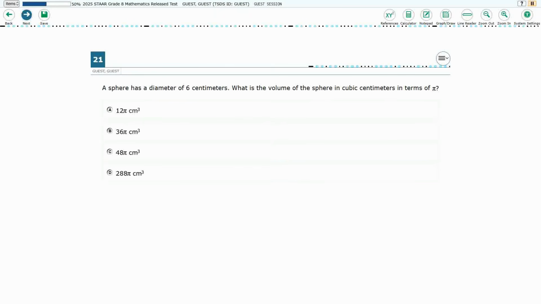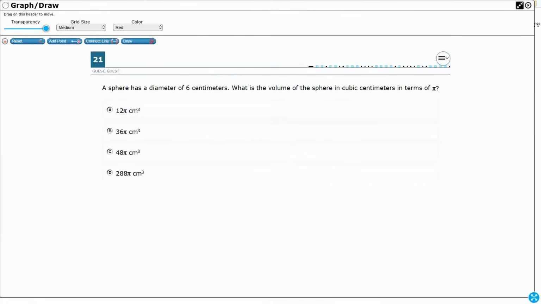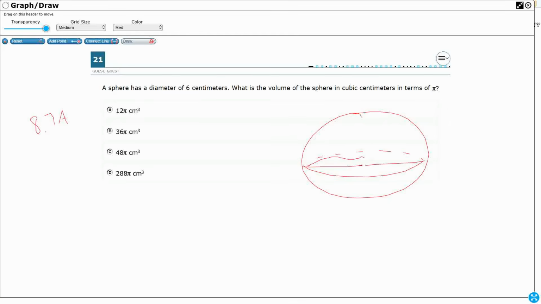Number 21, we are looking at volume 8.7a, and this simply requires using the correct formula and knowing how to apply it. We have a sphere, so I'll draw a sphere. Difficult to draw, but there's my sphere. Has a diameter, so I'm going to go across here like this. That's 6 cm. What is the volume of the sphere in cubic centimeters in terms of pi? Notice all my answers are going to have pi, so I'm not going to substitute 3.14 in for that.